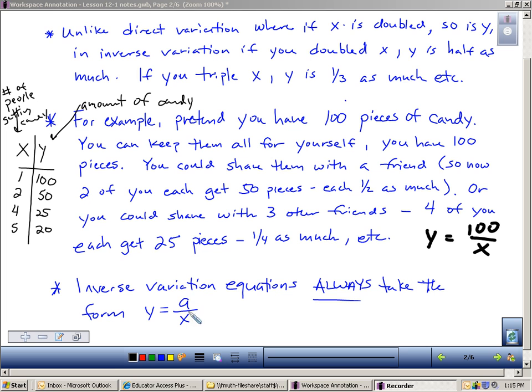So inverse variation equations always take the form Y equals A over X, where A is the amount that you get when you multiply the XY pairs of your inverse variation table. If you can ever write an equation in this form, then it must be an inverse variation function. All right. Let me move on to my next slide.